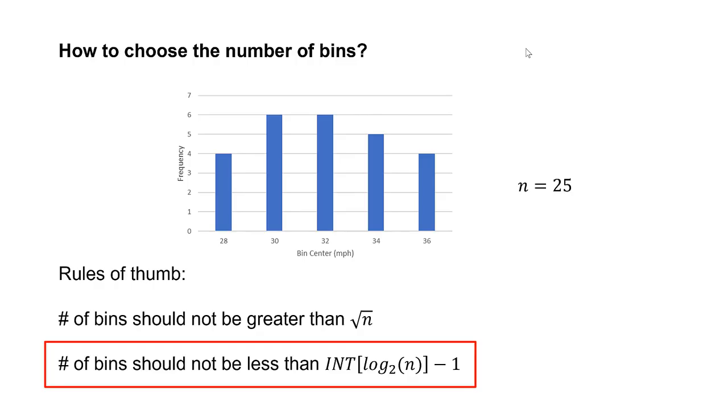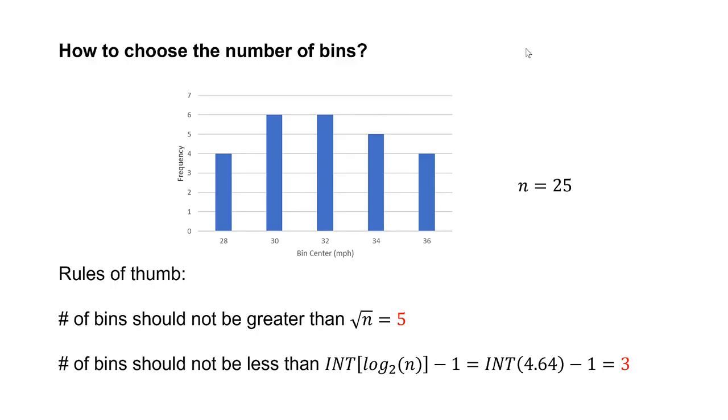And I'll show you how we can perform this calculation in Excel. If we did this, we would get the square root of n is 5, so we shouldn't exceed 5, and then if we plug this into the bottom equation, we get about 3. So anywhere between 3 and 5 for this particular example, where n equals 25. For a fewer number of observations, like 25-ish, I tend to err on the side of greater. So I used 5 bins here, and that's what we're going to use when we create a histogram in Excel.